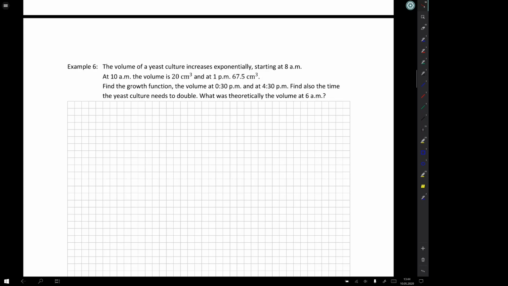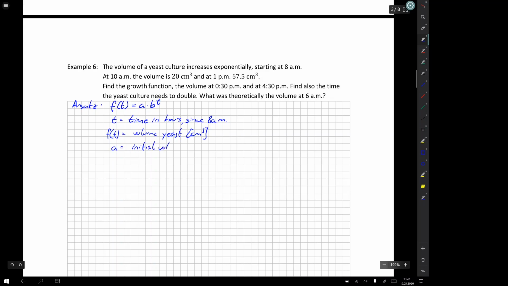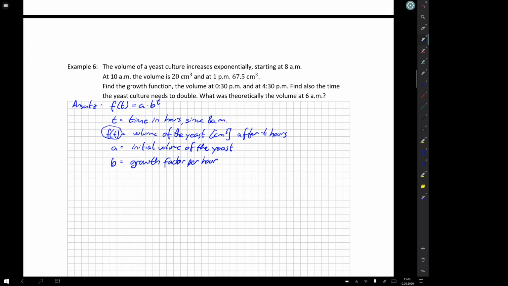So counting somehow backwards. We start with the ansatz, which is just that of exponential growth. So f of t is a times b to the power of t. t is the time in hours since 8 a.m. f of t is the volume of the yeast in cubic centimeters. a is the initial amount or initial volume of the yeast, and b is the growth factor per hour. To be more precise, f of t is the volume of the yeast after t hours.